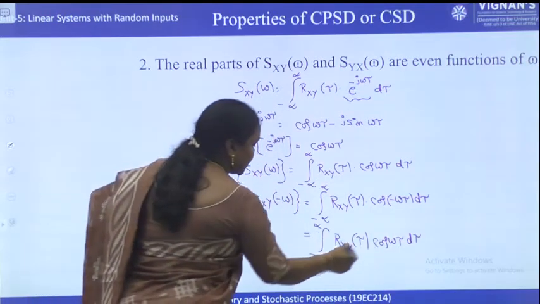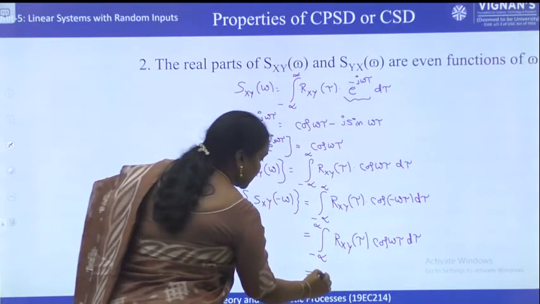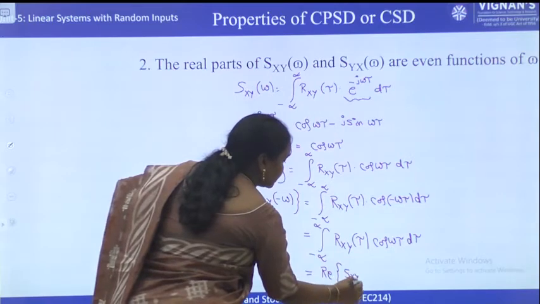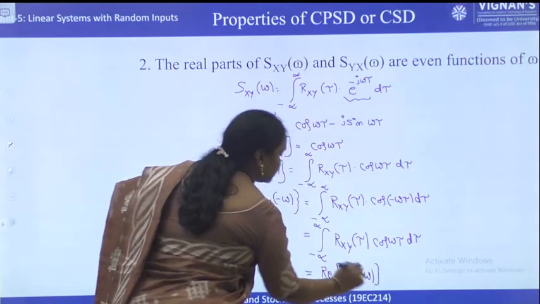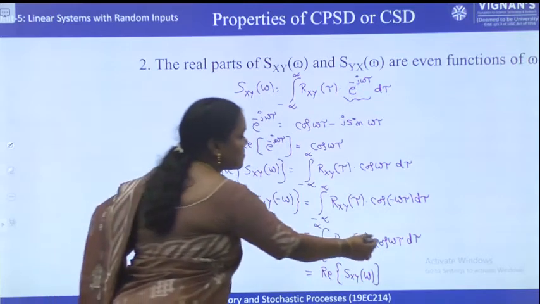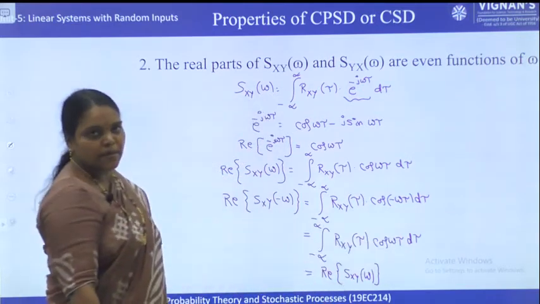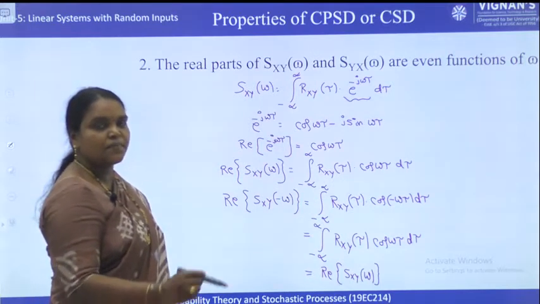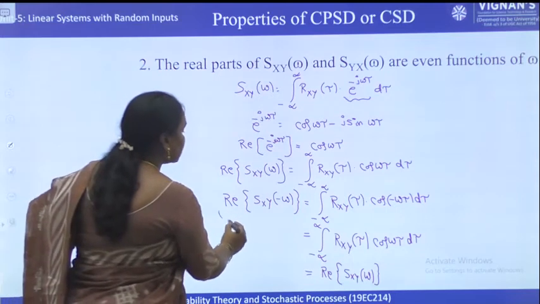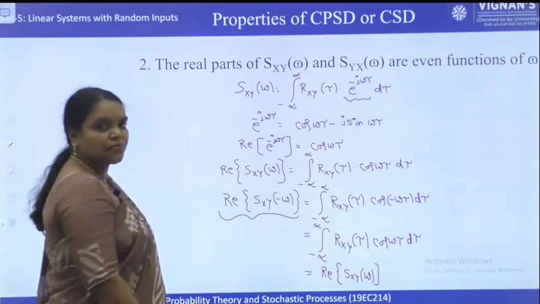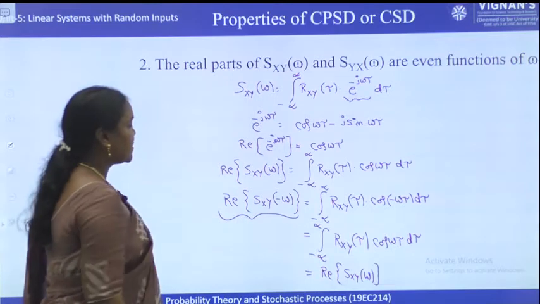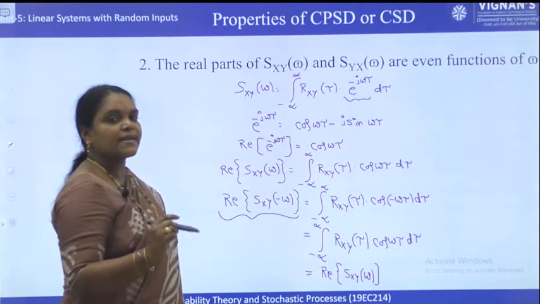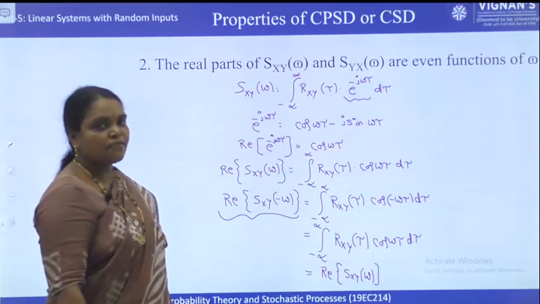So what it is? It is nothing but the real part of Sxy of omega. Right? Because instead of e power minus j omega tau, we have cos omega tau. And even if we replace omega with minus omega, there is no change. That means it is an even function. On the left hand side, we have taken real part of Sxy of minus omega. But on the right hand side, we got real part of Sxy of omega. That is, the real part of Sxy of omega is an even function of omega.